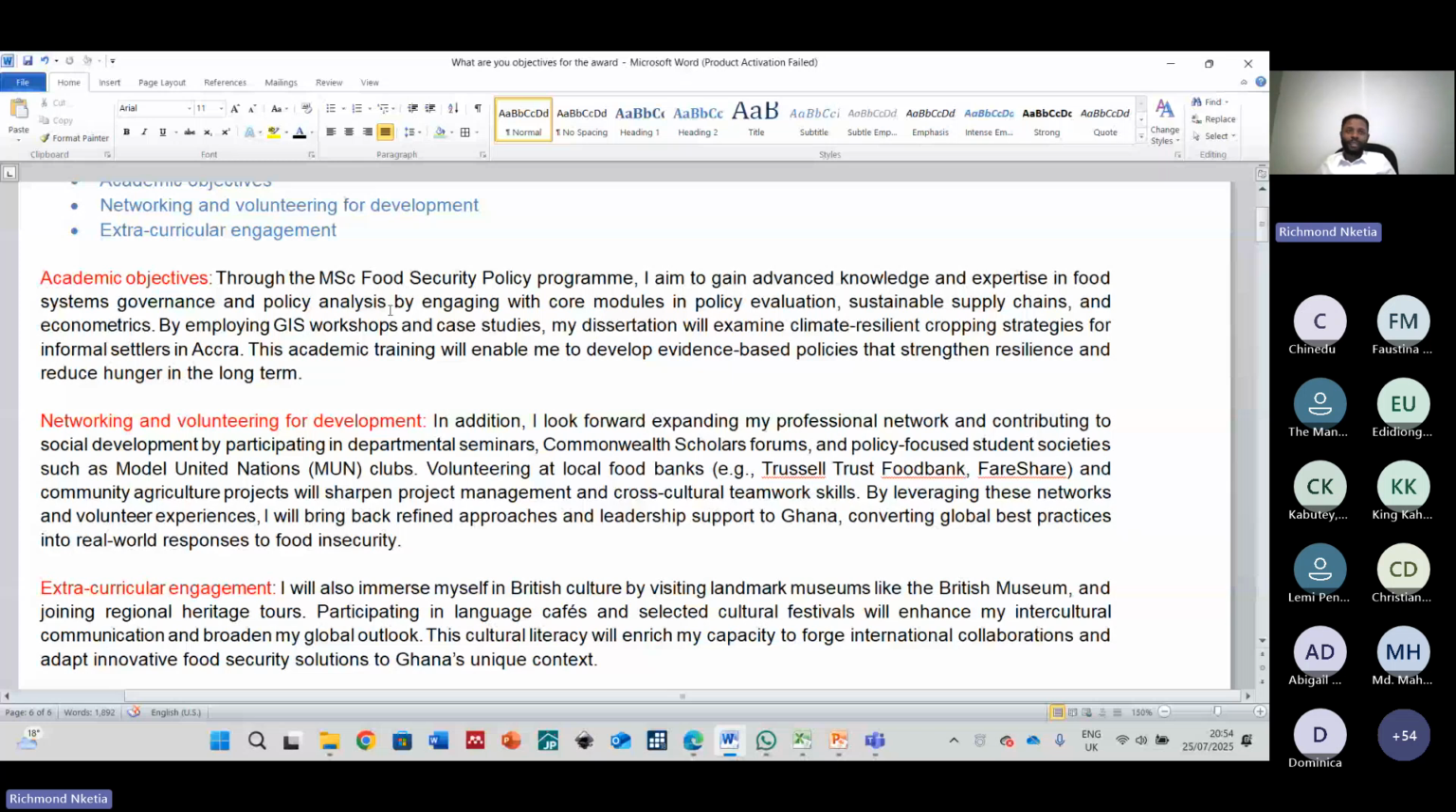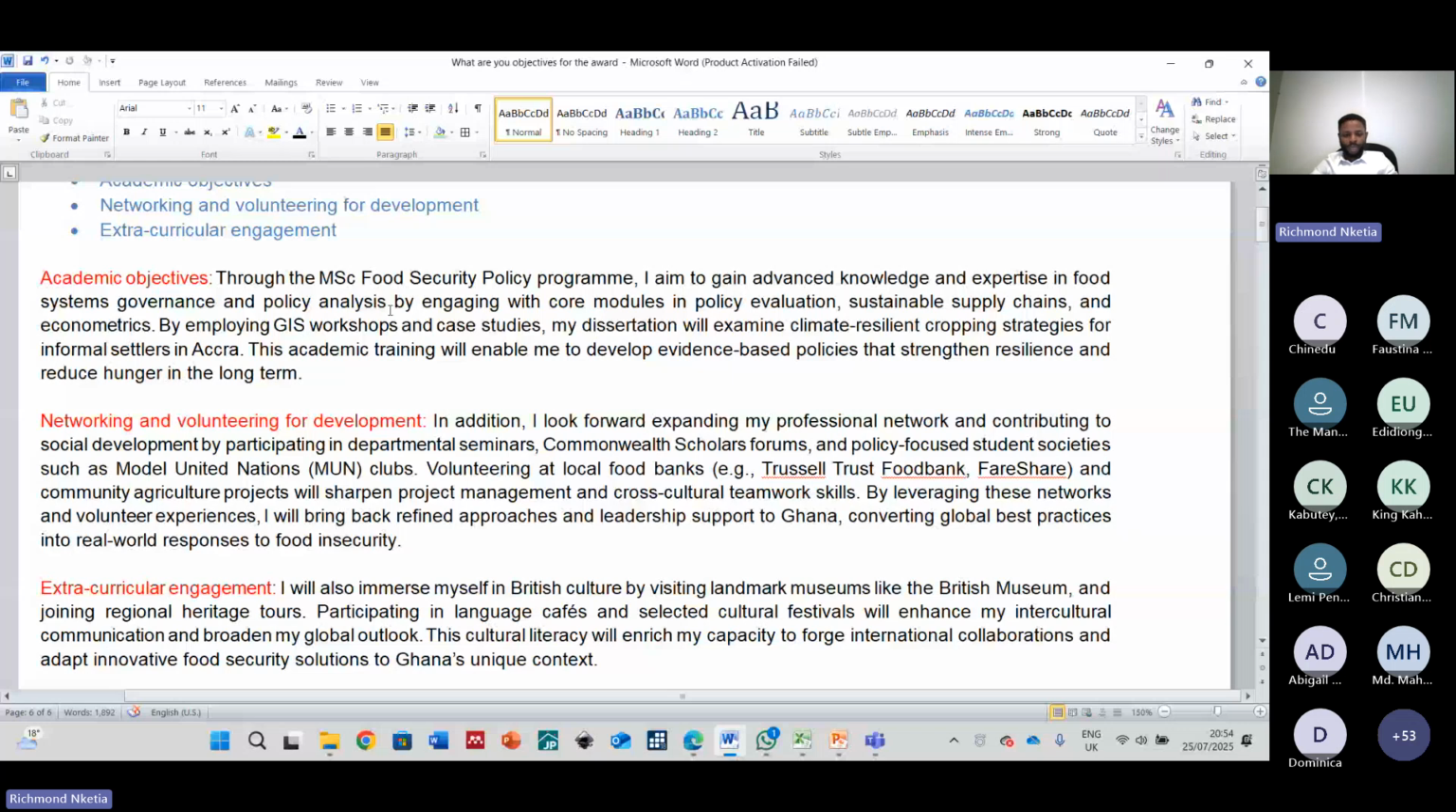So when I come here, I should link whatever I'm going to say here back there. So the one reading knows that I said I want to come and do a masters in food security policy, and I want to do this because Ghana has a huge capacity gap in this area, and so it's an area that I want to develop. So in the first line, I say, yes, I want knowledge, I want expertise or skills in food systems governance. I also want skills in policy analysis, so food policy analysis.